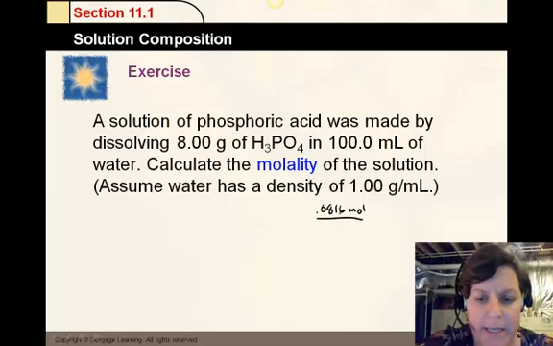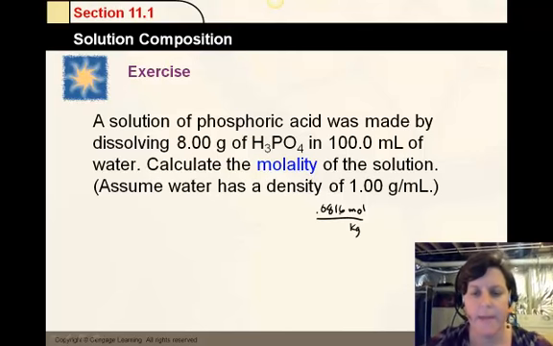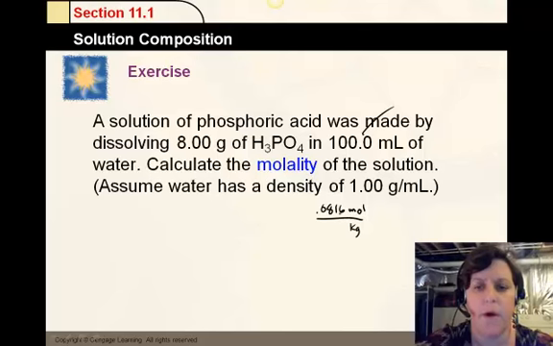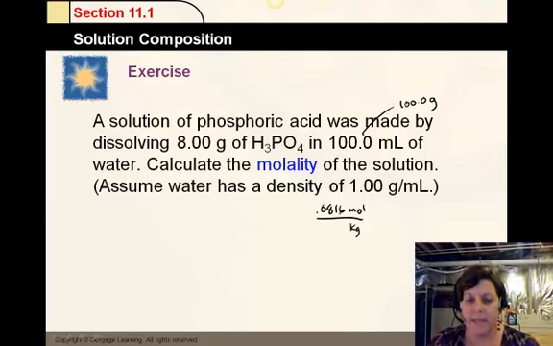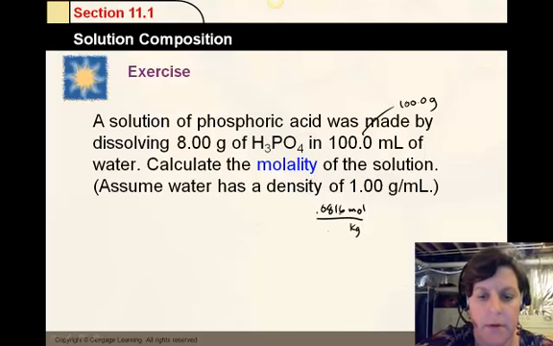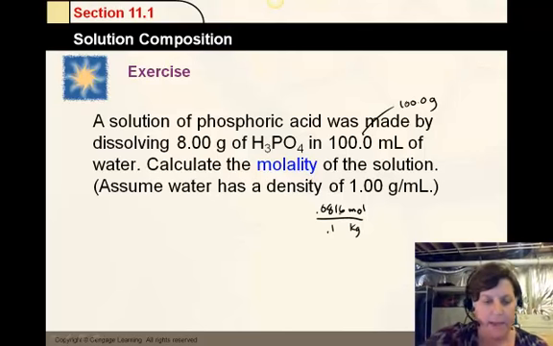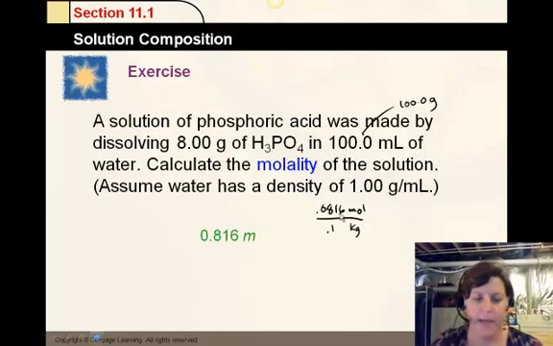And we need the kilograms. Now we know that it was 100 grams of water, and unlike before, I don't need to convert to moles. I just need to convert to kilograms, which is 0.1. And of course, when I work it out, I get 0.816 molal, and that's the concentration of that particular solution.